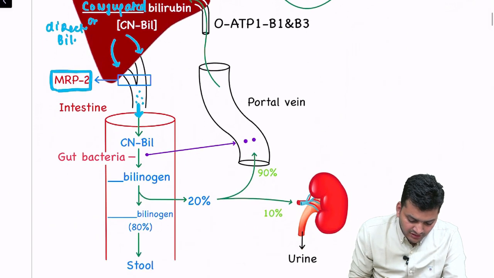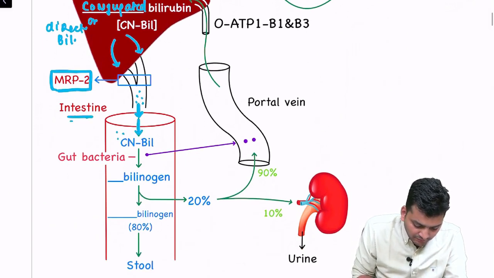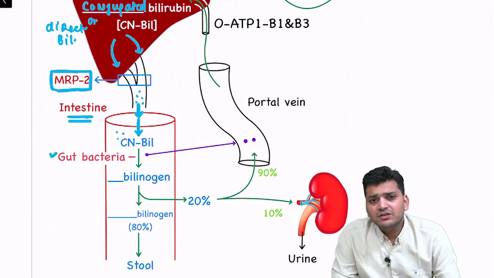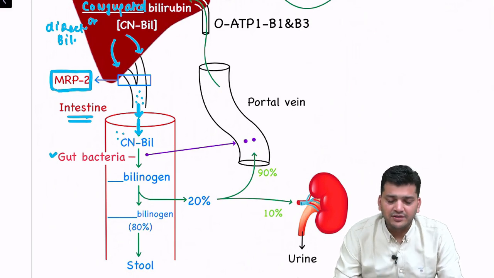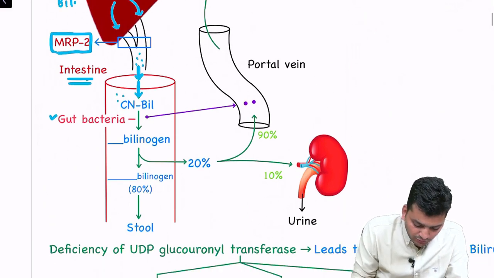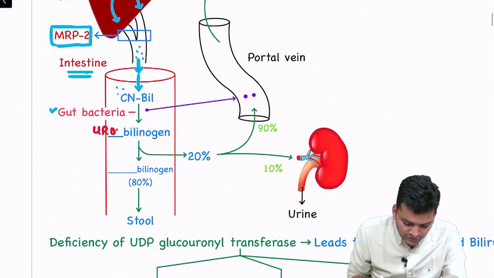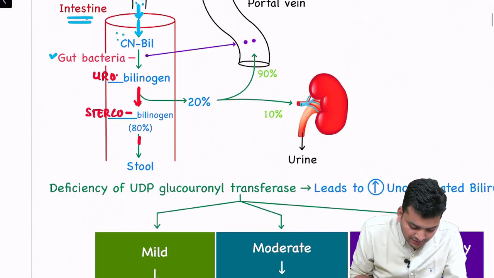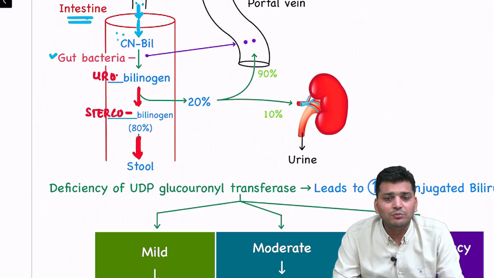Now this conjugated bilirubin has come into the intestine. In the intestine, we have the intestinal bacteria. These intestinal bacteria are going to further break down this conjugated bilirubin, and they will make a substance called urobilinogen. This urobilinogen can convert into stercobilinogen, and the stercobilinogen can come in the stool, and that is why the color of the stool is also yellow, because of this substance stercobilinogen.